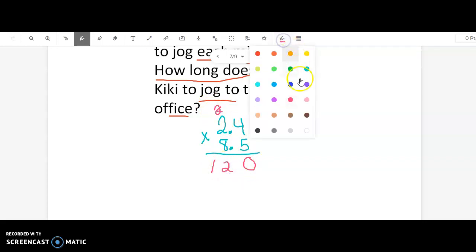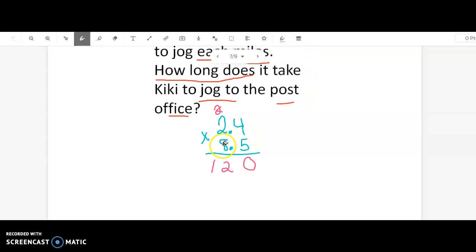All right, let me move over. I'm going to multiply times the 8, which is not in the ones position. And if I'm ignoring the decimals, it's actually in the tens position, so it's 80. So 8 times 4 is 32. Carry my 3. 8 times 2 is 16 plus 3, 19.